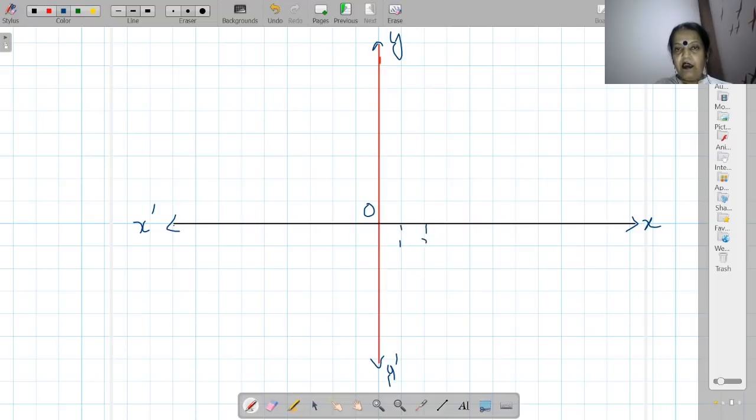These are the names or the numbering as 1, 2, 3, 4, 5, 6, 7, 8 and so on. This is negative value. The upper part of y is positive and the lower part of y is negative.